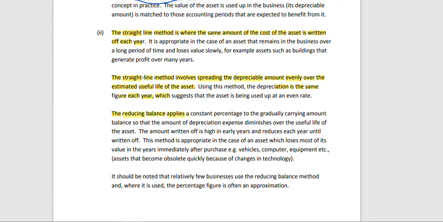The reducing balance, however, applies a constant percentage to a gradually reducing carrying amount balance. So basically what happens, every year you recalculate the depreciation. The amount written off is high in the early years and reduces each year. So this method is appropriate in the case of an asset which loses most of its value in the early years, like vehicles, computers and equipment. They depreciate very quickly in the early years. So you buy a brand new vehicle, you drive it out the showroom, it immediately depreciates quite a big amount. It should be noted that relatively few businesses use reducing balance. Okay, you don't need that bit though.